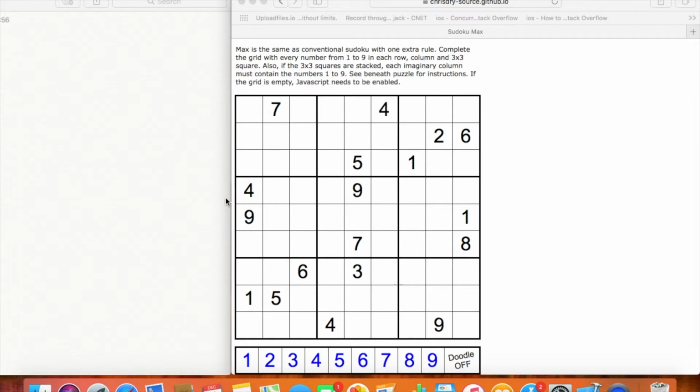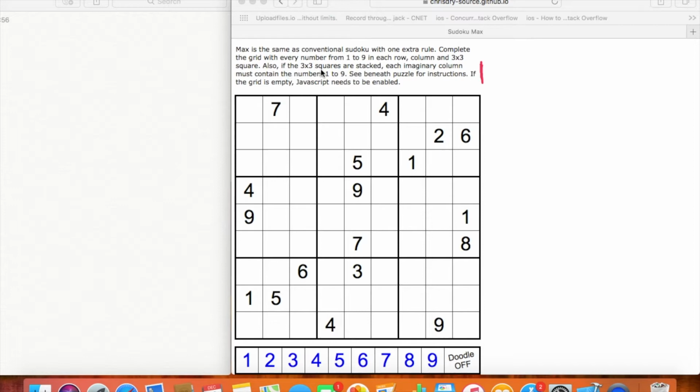Like other variants, Sudoku Max adds an extra rule that numbers in the puzzle must obey. The result is a grid with only 18 numbers here, whereas the average Sudoku puzzle has 26 or more. Let's look at the rule, which is in the text above the puzzle, just here.